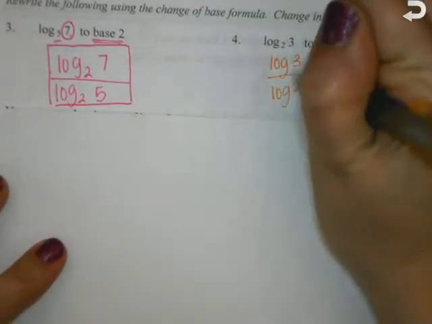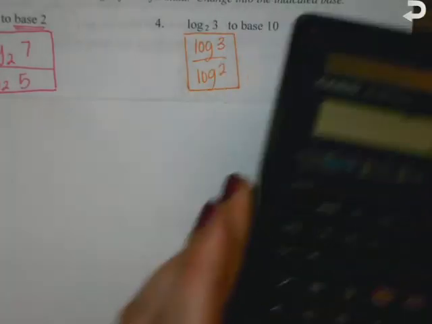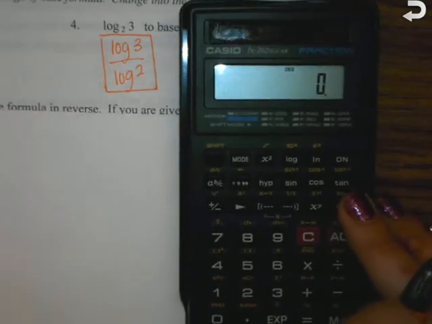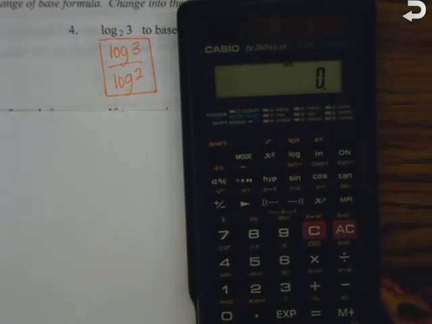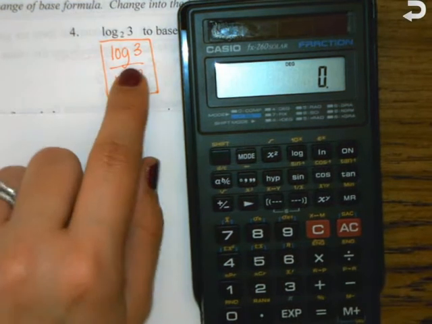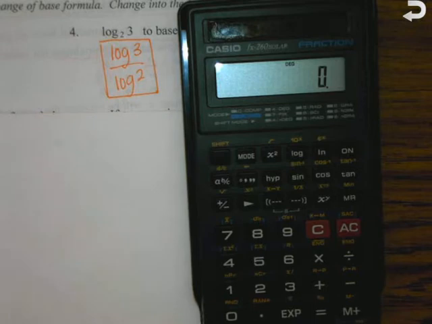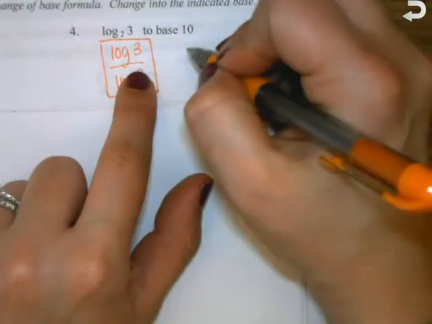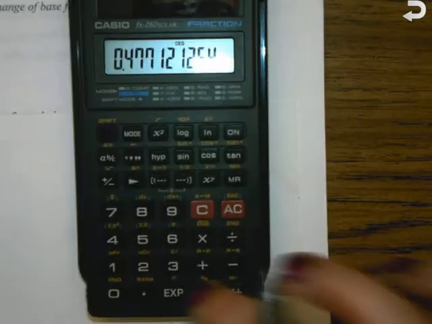So like I said, the reason that we do this is because my calculator only works in bases 10 and E. So if I can use my calculator to find log of 3 and then find log of 2, I can plug them in. So if I plug in log of 3, that gives me 0.477. So if I wanted you to do all of this, log of 3 is 0.477 over log of 2 is 0.301.